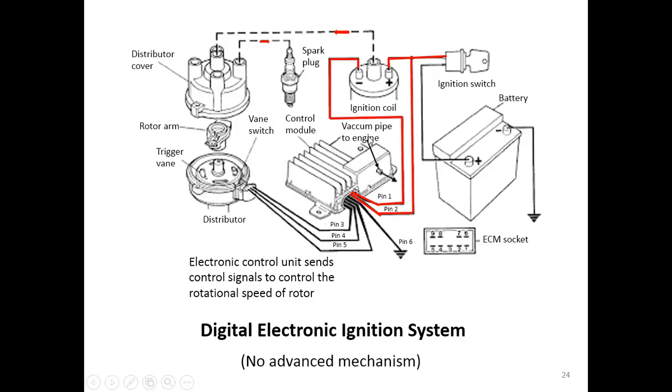This is the most important part, because it's all in one. And we have a vacuum pipe here. Even though we have no advance mechanism, we still have a vacuum pipe here that will connect to the engine. It will receive the vacuum signal from the cylinder, and this vacuum signal will be another piece of information for this ECM to work out the proper advanced ignition for the engine.